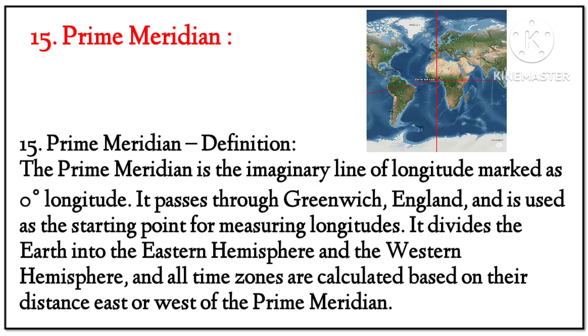15. Prime meridian. The prime meridian is the imaginary line of longitude marked as 0-degree longitude. It passes through Greenwich, England, and is used as the starting point for measuring longitudes. It divides the Earth into the eastern hemisphere and the western hemisphere, and all time zones are calculated based on their distance east or west of the prime meridian.